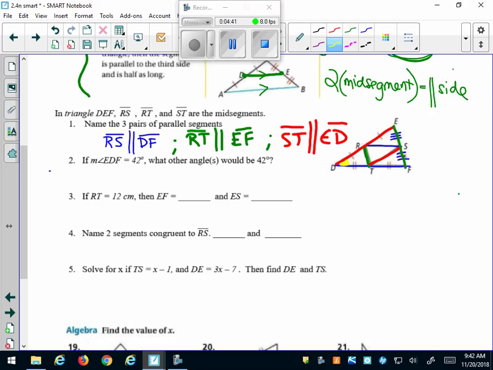So look for corresponding angles. If we know that this line is parallel to this line, we can think of this red line as the transversal. This would be a corresponding angle. You guys see that? So that's angle ERS. Is that what that says?